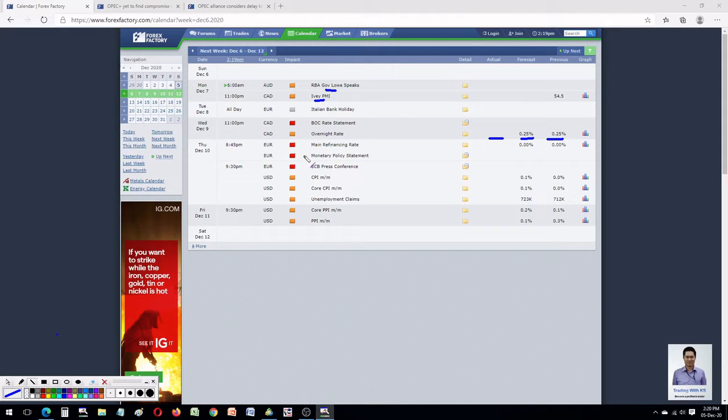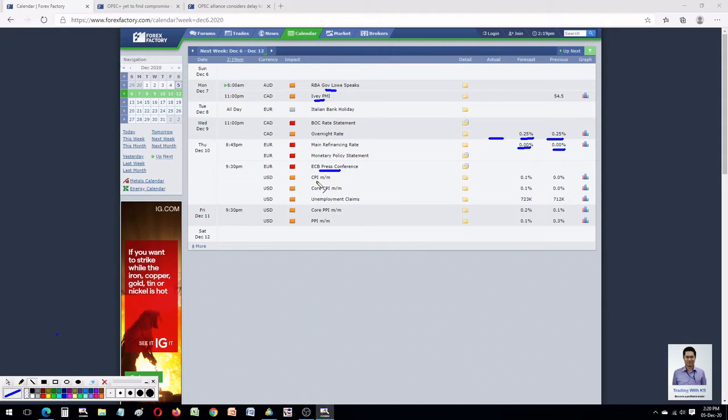On Thursday there will be the refinance rate for the euro, which remains at 0. If there are no changes to all these rates, it means the currency is doing okay. There's no big impact. And in the evening at 9:30 we got an ECB press conference. I think this will most likely touch on the Brexit. We have to see whether there is any negative sentiment on the Brexit.